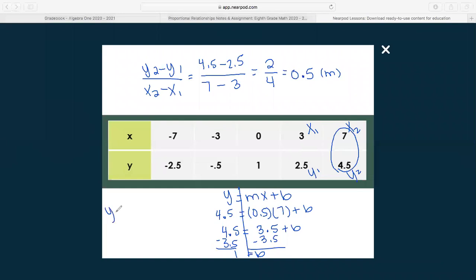So my equation, y equals mx plus b, the equation for this non-proportional line is y equals 0.5x plus 1, because it has a slope of 0.5 and a y-intercept of 1.